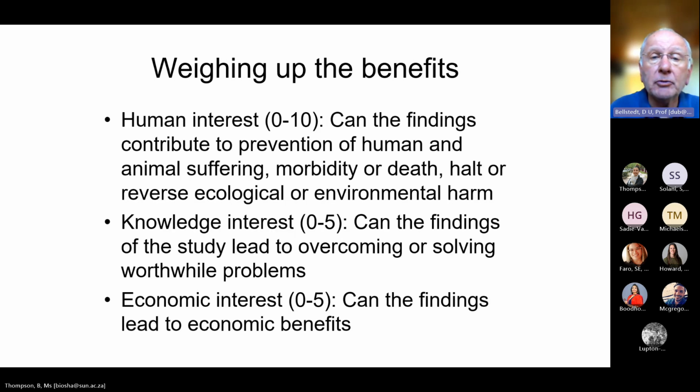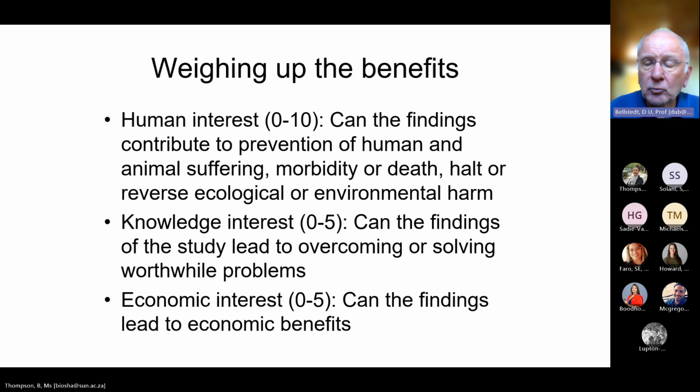Can the findings contribute to prevention of human and animal suffering, morbidity or death, halt or reverse ecological and environmental harm? In this explanation here, I've expanded on this to not only include human suffering. I mean, a lot of animal trials are done so as to study cancer. And cancer is a huge problem in humans and causes incredible suffering. And so we need to weigh up whether the animal suffering can be such that we can live with that relative to the human suffering. And you can see these are factors which are difficult to weigh up.